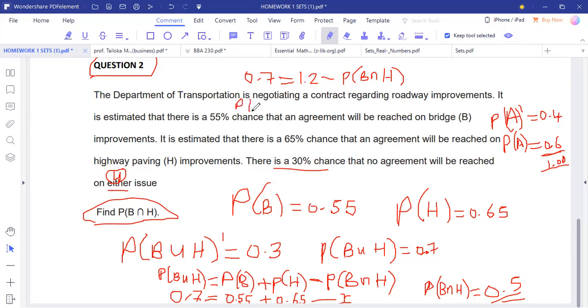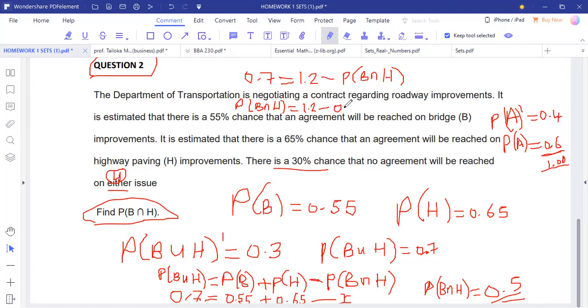The probability of B intersection H, which is equal to 1.2 minus 0.7. Yes. What answer are we getting? 0.5. That's the answer which I found here. That's where the 0.5 is coming from.